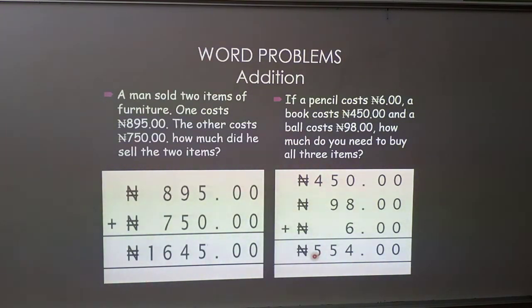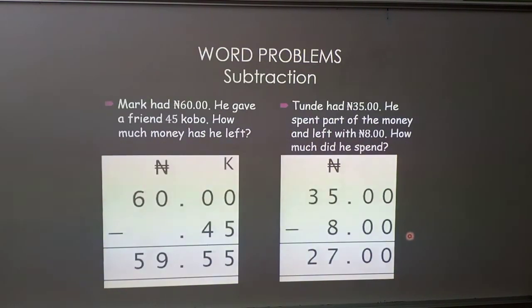So our answer is 554 naira 0 kobo. Okay? And then word problems on subtraction. Here we are going to look at the clue words. Mark had 60 naira. He gave a friend 45 kobo. How much money has he left? Once you hear the word left, it means we are going to subtract. That is one clue word for subtraction.